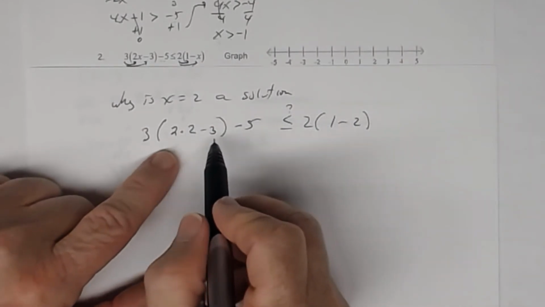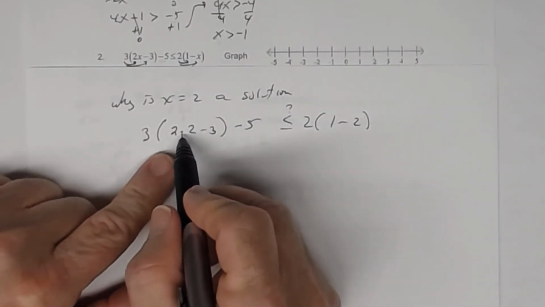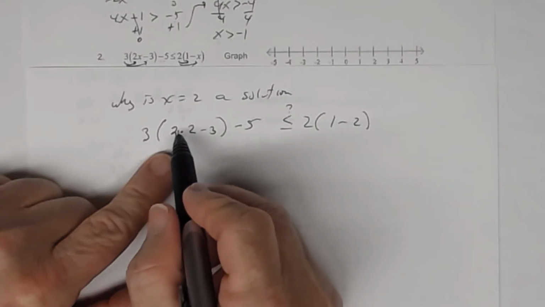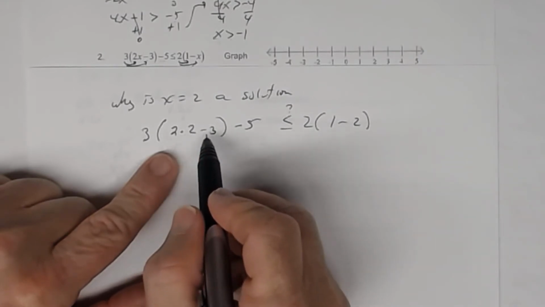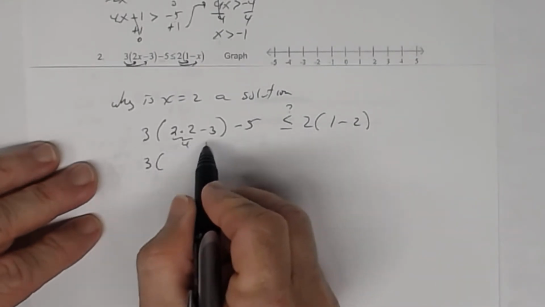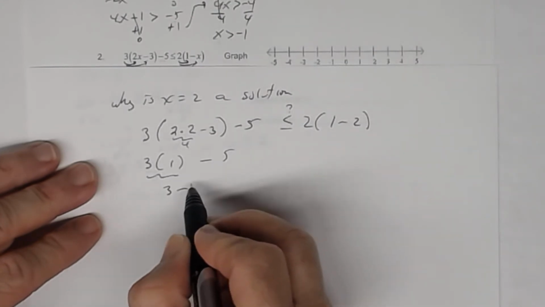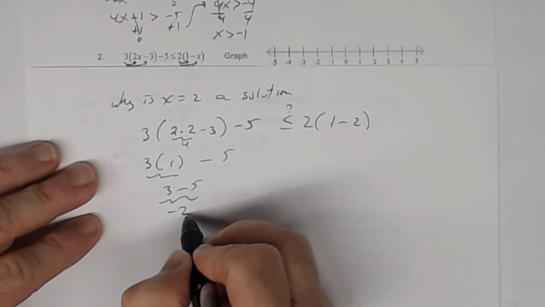In this parentheses, we're going to multiply before we subtract. So 2 times 2 is 4. 4 minus 3 is 1. So remember the order of operations, so multiplication before subtraction. So this becomes 3 times, so 4 minus 3 is 1, minus 5. 3 times 1 is 3, and 3 minus 5 is a negative 2, right?